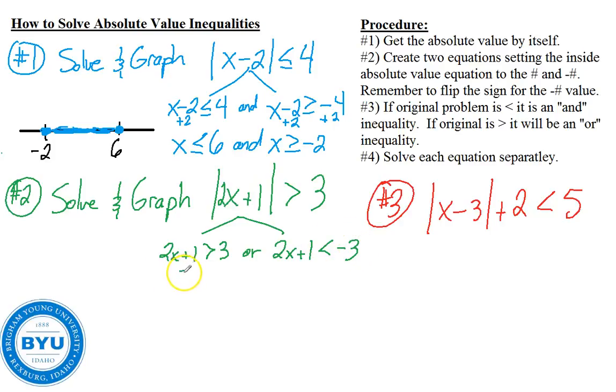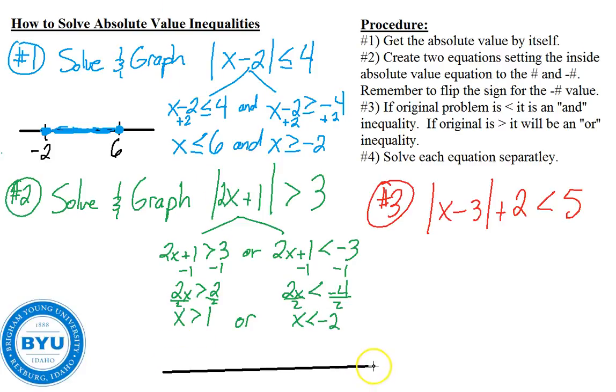Now I got to solve each one of these. I'm going to minus 1 here, so I get 2x is greater than 2. So x is greater than 1. Remember, we got to divide by 2 here. On this one, I minus 1, negative 3 minus 1, that's 2x is less than negative 4. Then we divide by 2, and I get x is less than negative 2. And it's an "or" inequality. Okay. So that right there is the answer.